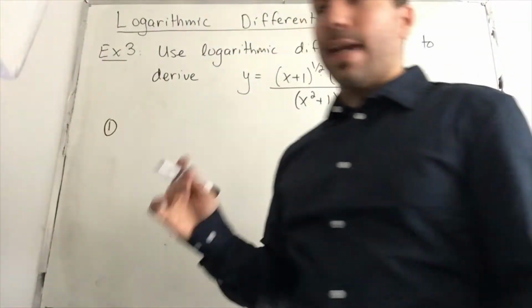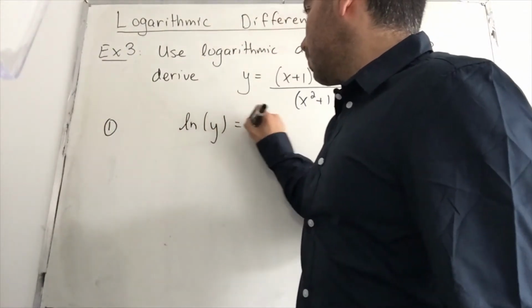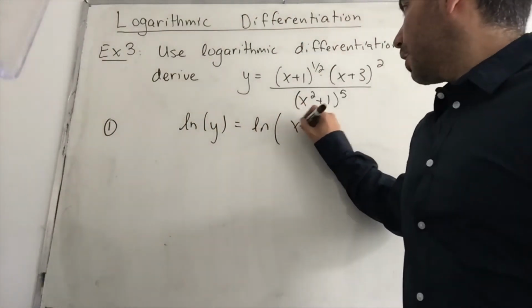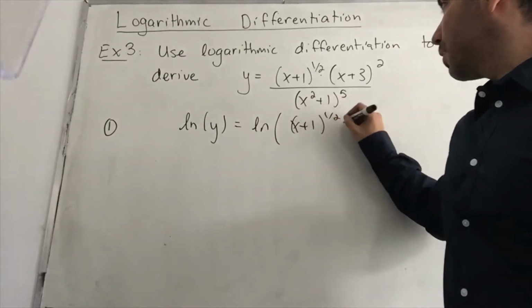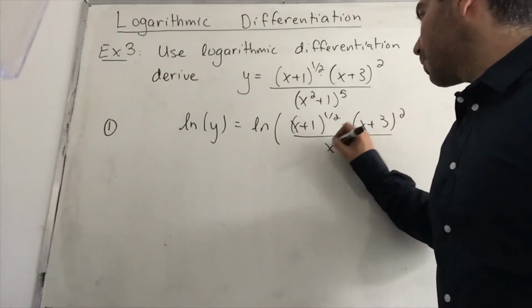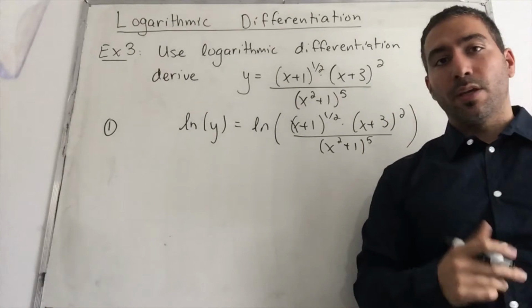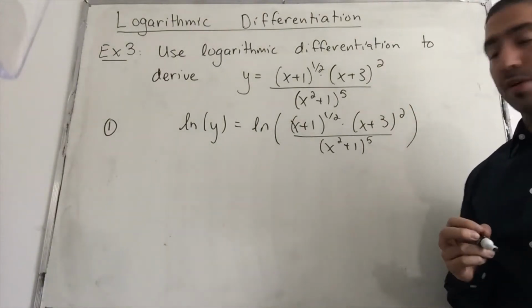Step 1, we're going to take ln on both sides of the equation. So we get ln of y is equal to ln of this whole thing: x plus 1 to the 1/2 times x plus 3 squared, all that over x squared plus 1 to the 5. Okay. Step 2, we simplify using our log properties.